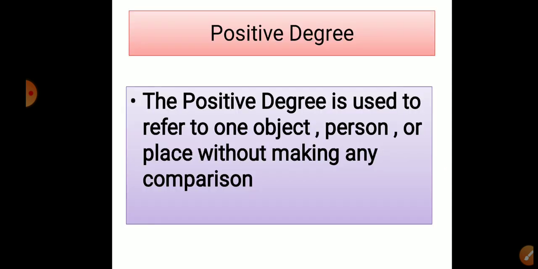The very first thing is, what does it mean by positive degree? The positive is used to describe one item, group or person. The positive degree is used to refer to one object, person or place without making any comparison. Here we are not making any comparison between two things, two personalities, two persons. Here the simple sentences we will find.